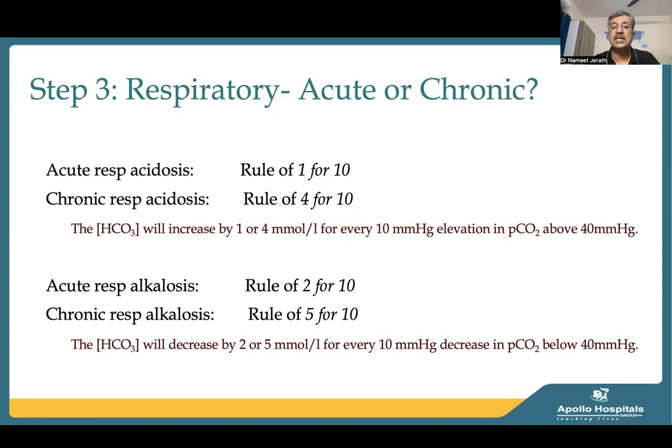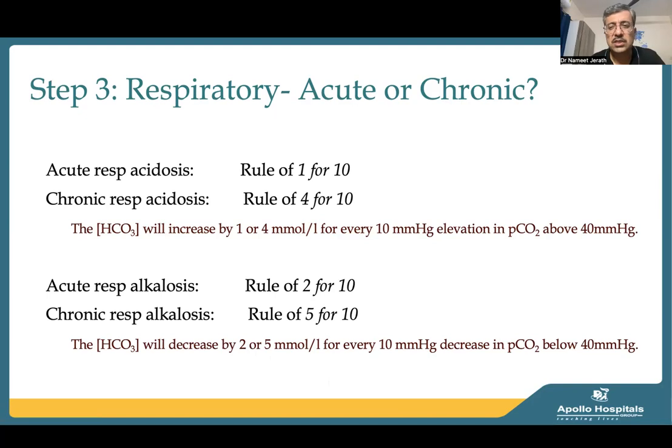And we are talking about metabolic compensation by the kidneys. So in acute respiratory acidosis, whenever the PCO2 rises, the bicarbonate will also rise. It will rise by 1 for every 10 millimeters of mercury elevation of PCO2 above 40. But if it is a chronic problem, it will rise by 4. This is for acidosis. For alkalosis, which is a slightly slower problem, similar changes happen, but to a higher extent. So for acute alkalosis, there is a rule of 2 for 10. And for chronic alkalosis, there is a rule of 5 for 10.